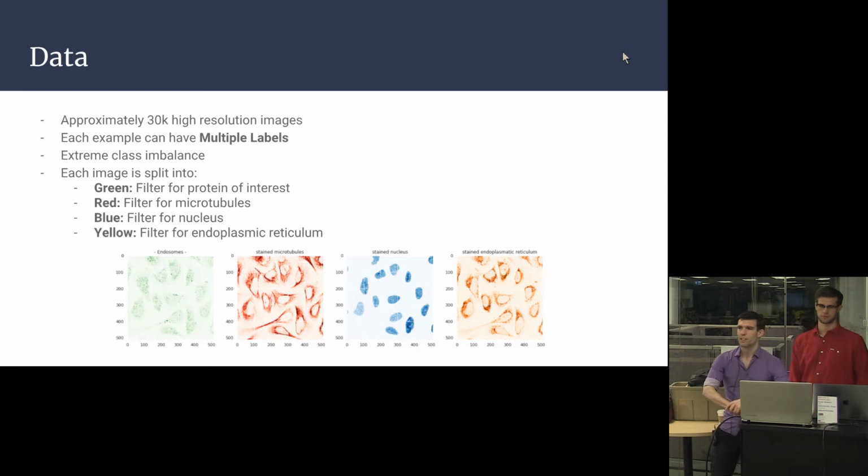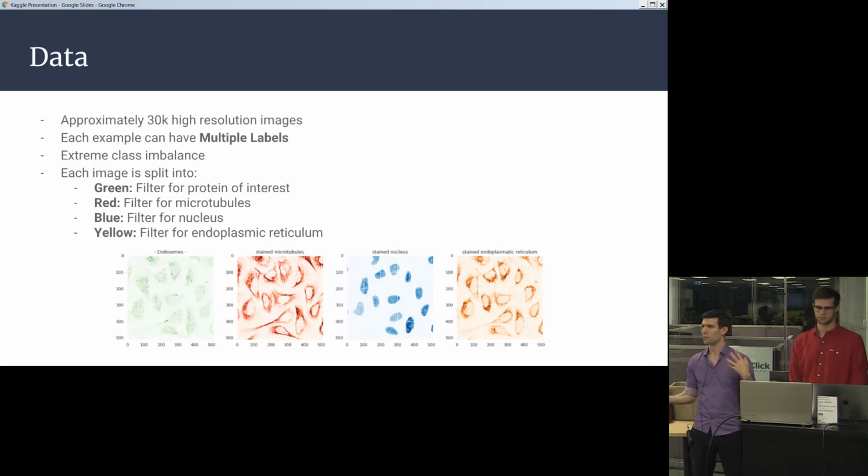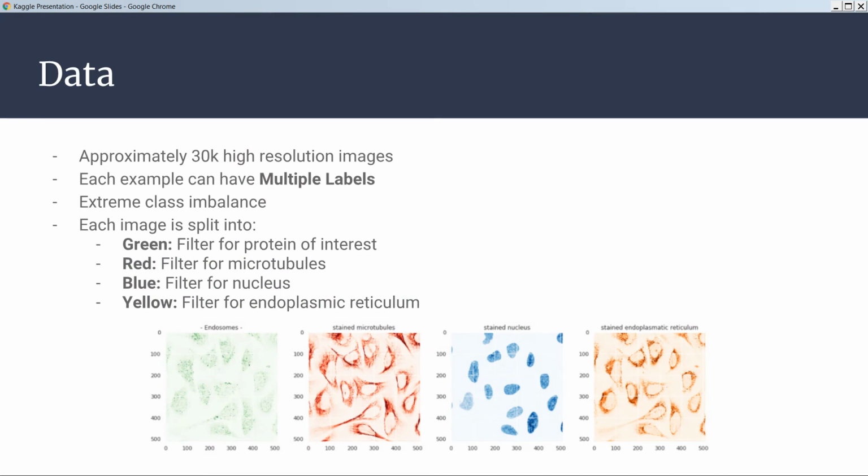So in terms of the data that was actually provided for the competition, there were about 30,000 images in the training set. And when I say 30,000 images, I mean 30,000 microscope images. For each microscope image, there were 4 constituent images, 1 for each of these channels, which meant that there was a total of about 120,000 files.